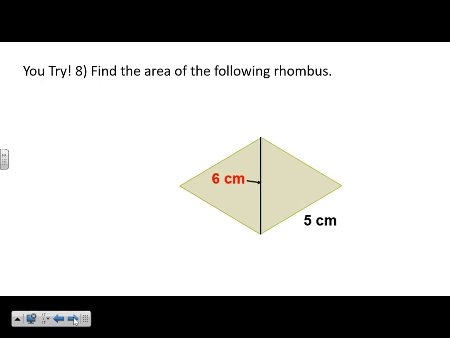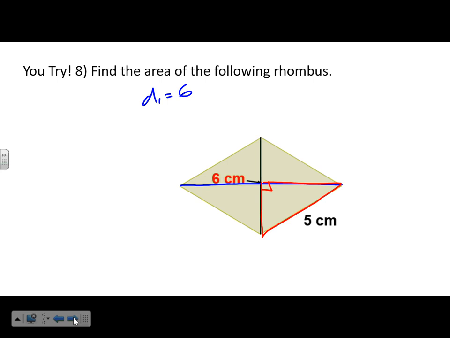And try this last one on your own. Find the area of the following rhombus. This one is not any more difficult, but they didn't put down this diagonal. They just didn't draw it in there, but you can draw it in yourself. That's totally fine. So the first diagonal is 6. They label that one. But again, we don't know the other diagonal, so we're going to have to use this triangle to find it, and I know that it's a right triangle. Remember, those are going to be perpendicular to each other. In the rhombus and in the kite, the diagonals are always going to be perpendicular.